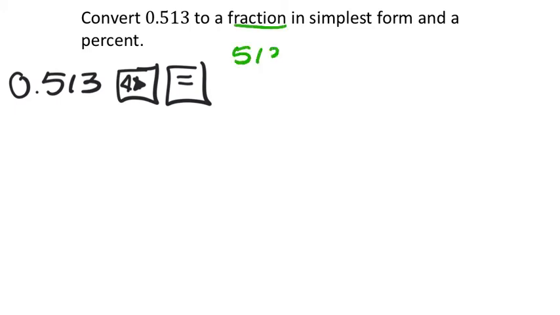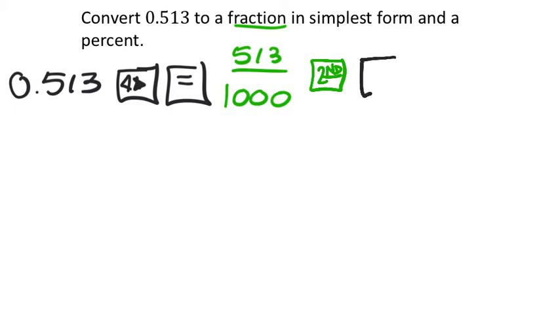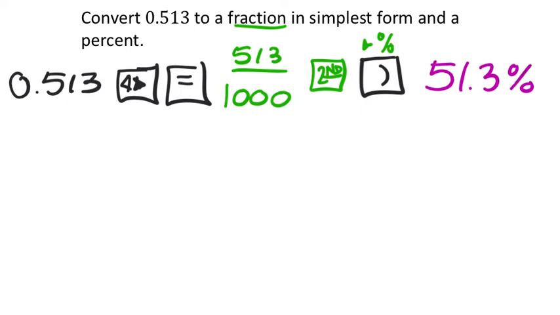It's 513 over 1,000. Now again, without pushing anything else, I will access the second function. So I'm going to push the second button in the top left. I want to change this into a percent next, rather. So that's the close parentheses button, which again, has the arrow and the percent sign above it. So that tells the calculator, please convert this into a percent, which it will do as 51.3%. So again, that's our percent right there, and we already had the fraction.